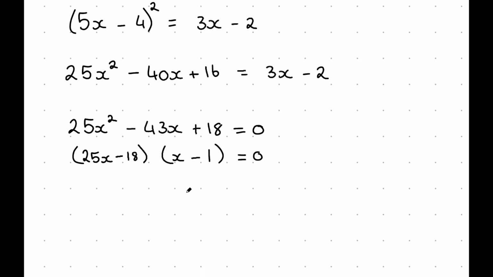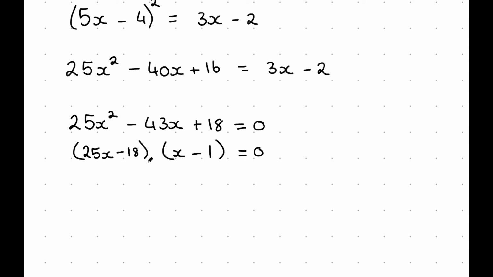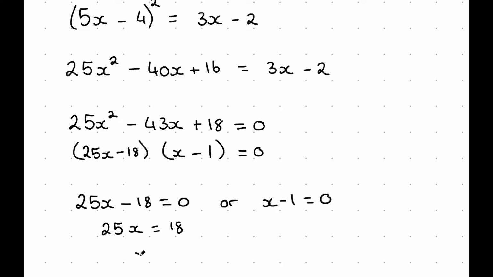Now at this stage I have two brackets multiplied by each other and they give me 0. The only way I can multiply two numbers and get 0 is if one or both is equal to 0. So 25x minus 18 is 0, or x minus 1 is equal to 0. And then here I'm going to get 25x is equal to 18, x is equal to 18 over 25, or x is equal to 1. And there's the two solutions in that scenario for that question.